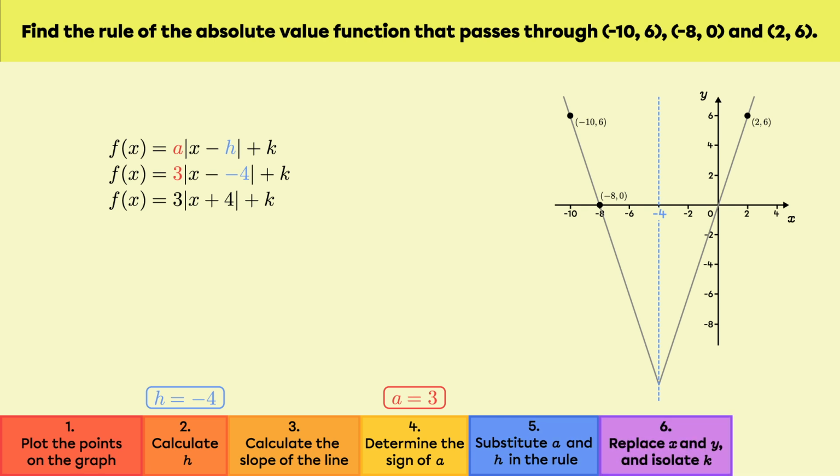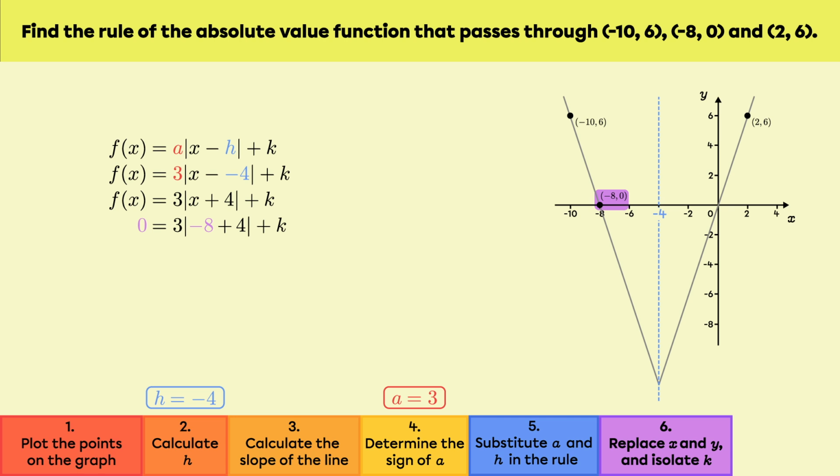For step 6, you may choose any known point and replace it in the rule, which will allow you to determine the value of k. Let's say you choose point (-8, 0). In the rule, replace x by -8 and y by 0. Now you need to isolate k.